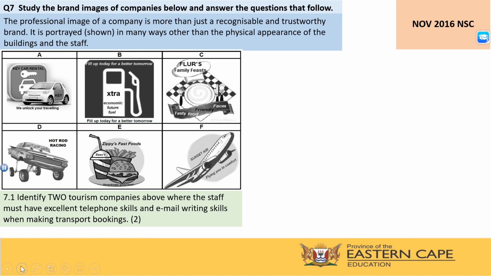So fast food companies and hot rod racing companies don't make transport bookings. A petrol station, a fuel station, doesn't make transport bookings. So therefore, it immediately will indicate to you that image A and image F are the 2 companies that we should consider. And there you have the answers in front of you on the screen.